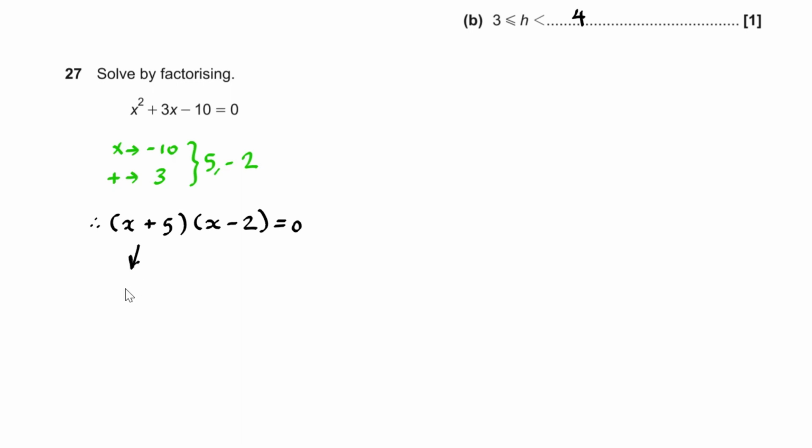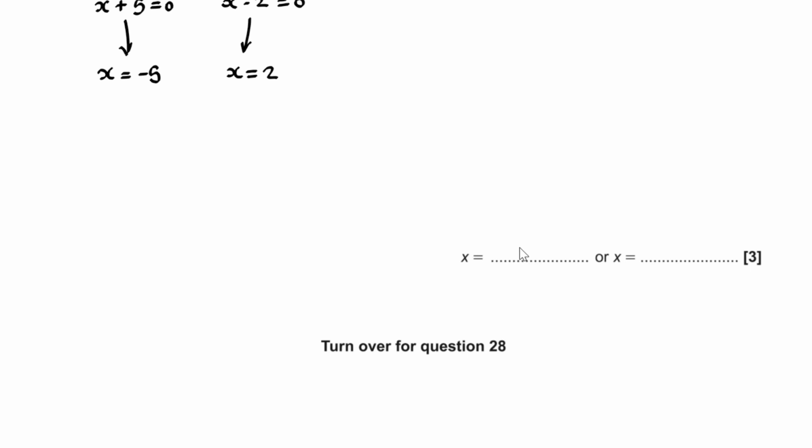So either x plus 5 is equal to 0 or x minus 2 is equal to 0, from which you can see from here x is equal to minus 5, or from here x is equal to 2. So we have x equals 2 and x equals minus 5.